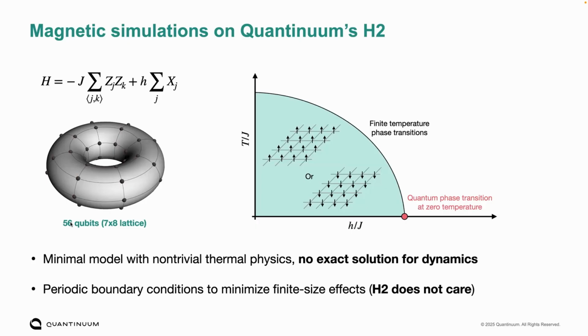But just to go back to what I said before, the geometry is something that this quantum computer doesn't particularly care about. There's no problem in putting periodic boundary conditions on the model when implementing it on this kind of a computer.